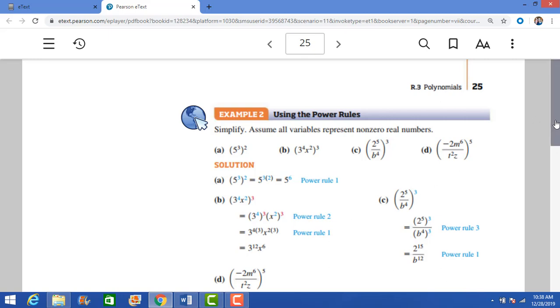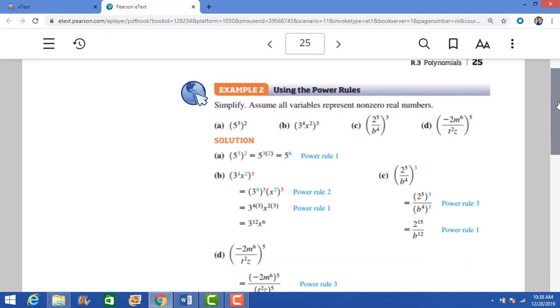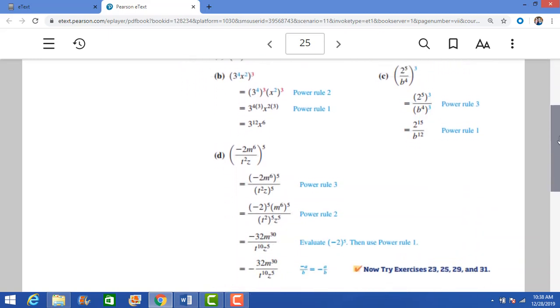Okay. And then the last one, we're going to use the third power rule. And we're going to distribute the 5 to the numerator and the denominator, like so. And then we're going to use the distributive property on the top and the bottom. And we're going to get negative 2 to the 5th times m to the 6th to the 5th. Okay, and then we're going to use the other power rule to multiply the exponents. So we get m to the 30th, and negative 2 to the 5th is going to give us negative 32 m to the 30th.